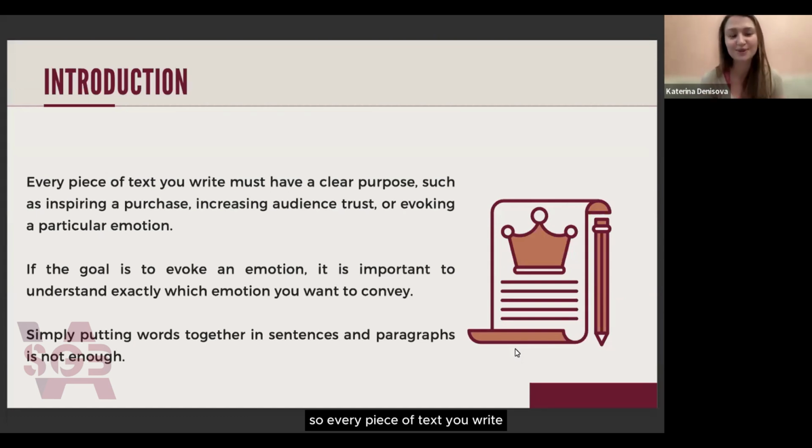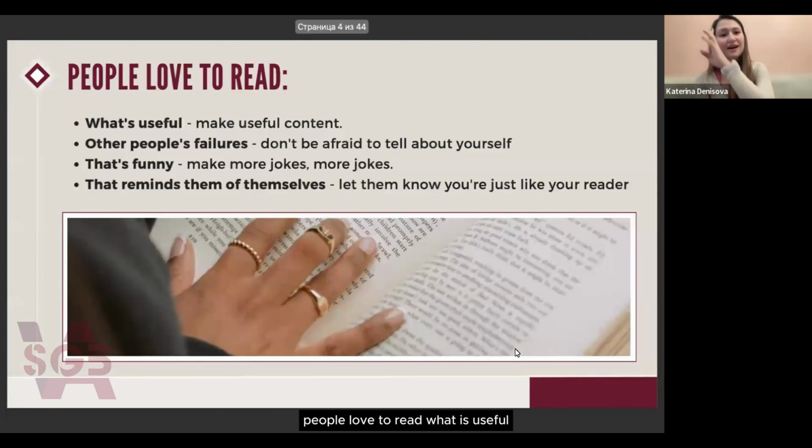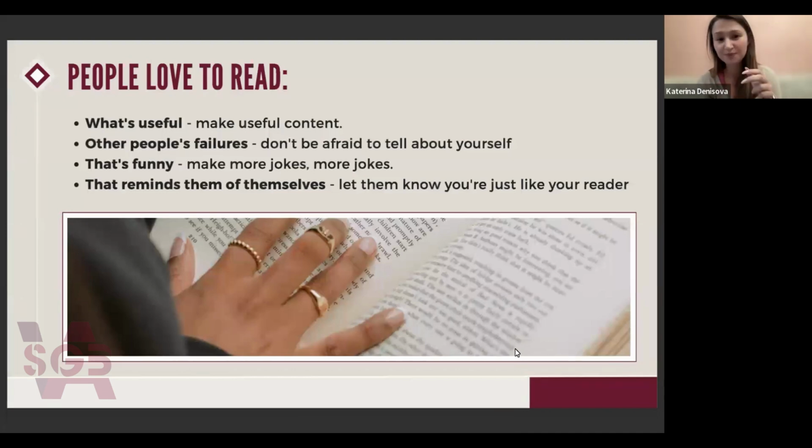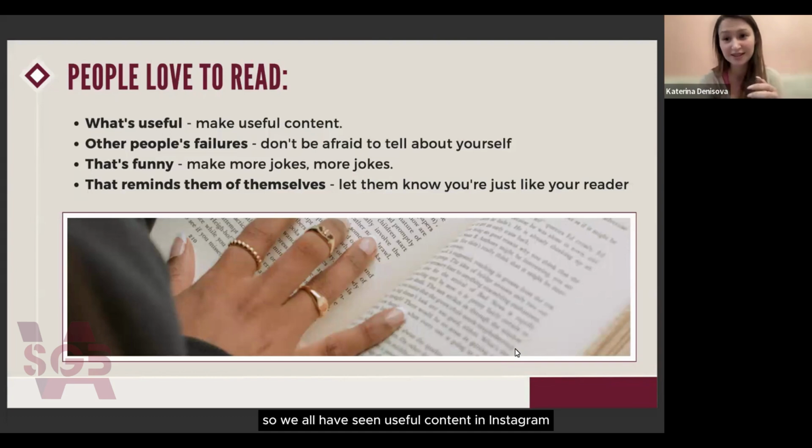Every piece of text you write must have a clear purpose, such as inspiring a purchase, increasing audience trust, or evoking a particular emotion. If the goal is to evoke an emotion, it's important to understand exactly which emotion you want to evoke. Simply putting words together in sentences and paragraphs is absolutely not enough. People love to read what is useful. We have all seen useful content on Instagram, because people like to find tips and tricks to make their life easier. People like to read about other people's failures.